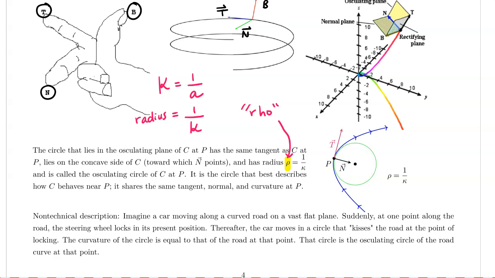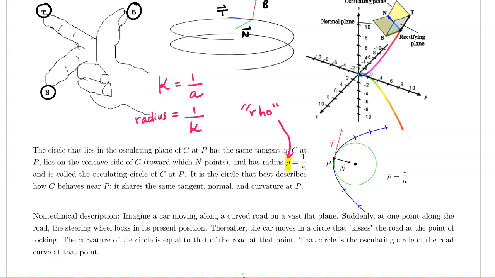So here's a non-technical description. Imagine a car moving along a curved road on a vast plain. Suddenly at one point along the road, the steering wheel locks in its present position. Thereafter, the car moves in a circle that kisses the road at the point of locking. The curvature of the circle is equal to that of the road at that point. That circle is the osculating circle of the road curve at that point.